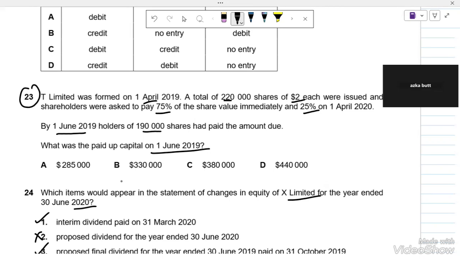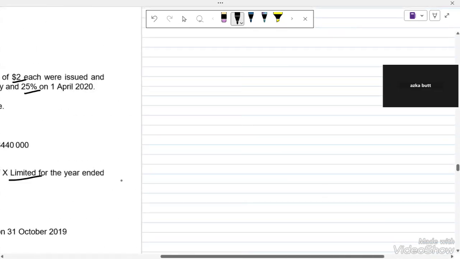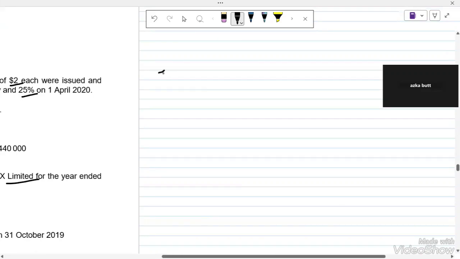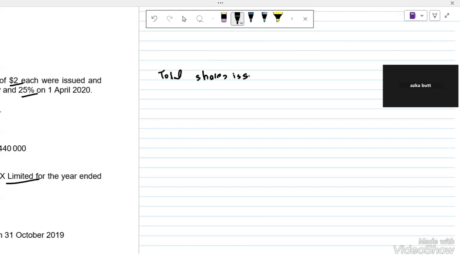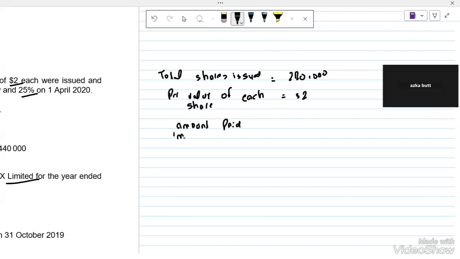To calculate the paid up capital on 1st June 2019, let's go through the steps. What was the total shares issued? This is 220,000. And the par value of each share is $2. And the amount paid immediately is 75% of the share value.